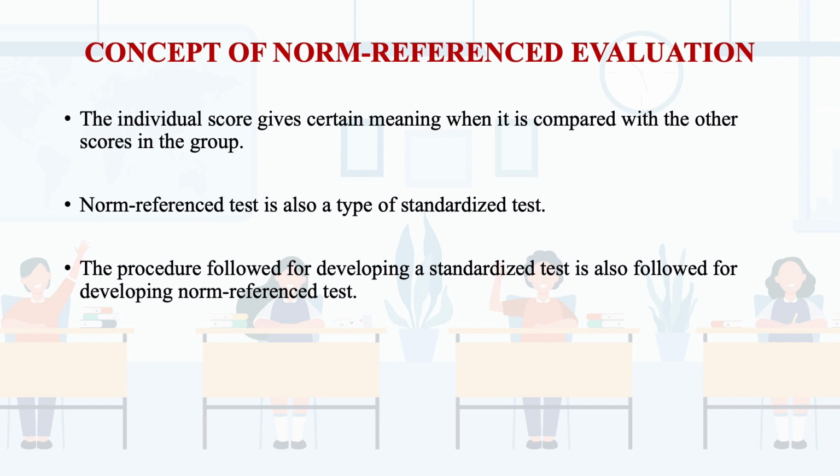So that's why it may be reliability, it may be validity, it may be norm, it may be usability, and it may be objectivity. All such steps are followed in a standardized test. So that's why in a norm referenced evaluation, standardized tests are used. And further, the procedure followed for developing a standardized test is also followed for developing the norm referenced test, when marks are evaluated with reference to average.